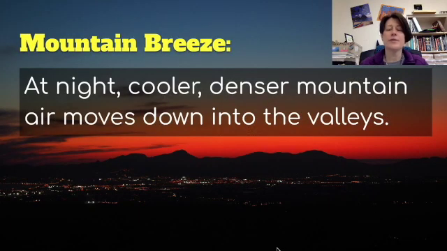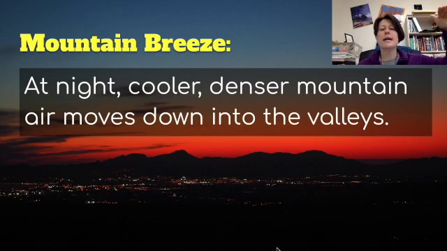Now, then there's, with the valley breeze, a mountain breeze. So at night, cooler, denser mountain air moves down into the valley. So at night, that rock cools faster than the valley, creating higher pressure. The valley's now at a lower pressure because now it's heating up the air more than the mountain. So you have that denser, high pressure air moving down into the valley. So you have a mountain breeze coming down into the valley.